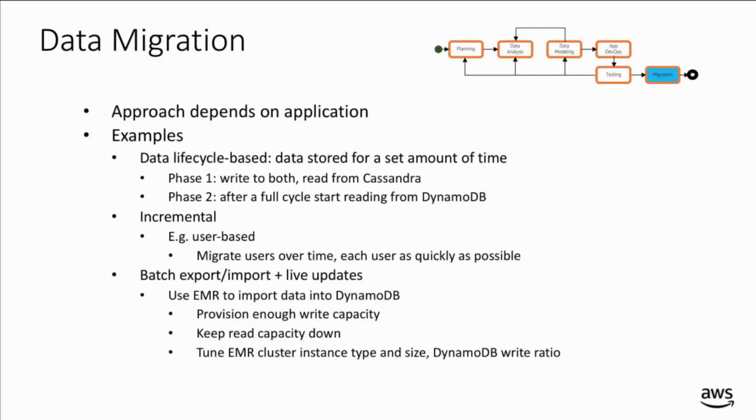The approach could be incremental. For example, you could decide to migrate users sort of one at a time, right? And in other words, the idea is to migrate each user's data as quickly as possible. Of course, you're migrating multiple users, but the idea is to never split data that you're migrating basically for a single user, so to speak. So a single user data set is accessed from either Cassandra or DynamoDB.